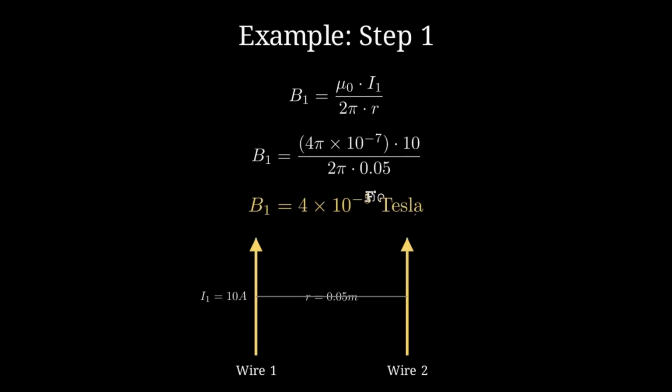We want to find the force exerted on every meter of these wires. First, we calculate the magnetic field produced by wire 1 at the location of wire 2. Plugging in our values, we find a magnetic field strength of 40 microteslas. This is the field that wire 2 feels.